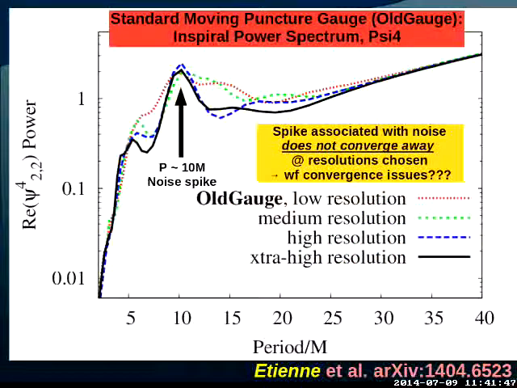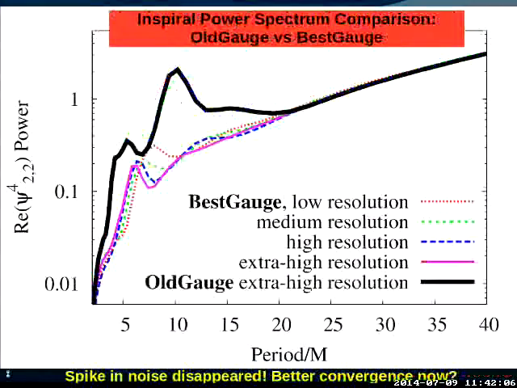So recall that with the standard moving puncture gauge conditions, we observed a spike in the inspiral gravitational wave power spectrum that was not affected when we increased resolution. We suspect this noise-generated spike may be behind our waveform convergence issues. But what happens to this spike when we adopt our best gauge choice?